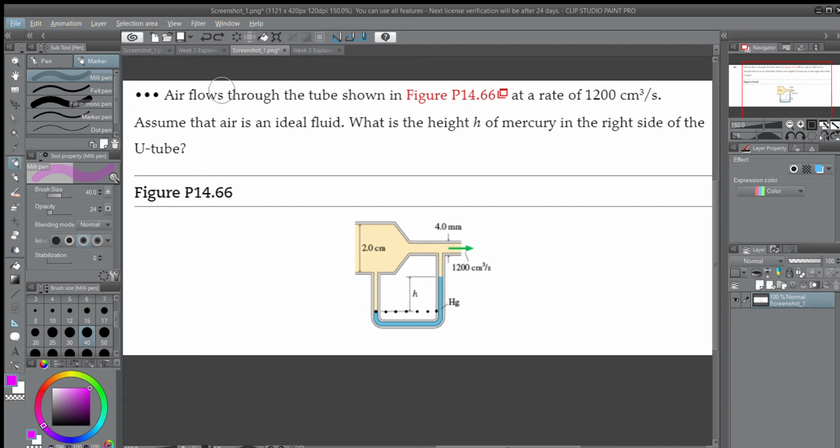Hi, today I'll be doing question 66, which states air flows through the tube shown in the figure below at a rate of 1200 centimeters cubed per second. Assume that air is an ideal fluid. What is the height h of mercury in the right side of the tube?